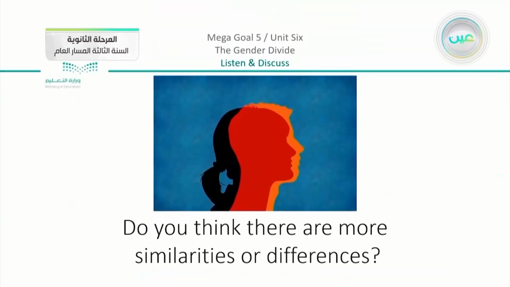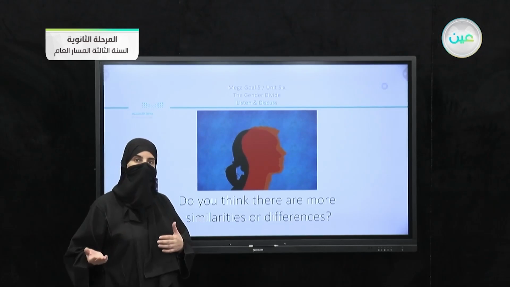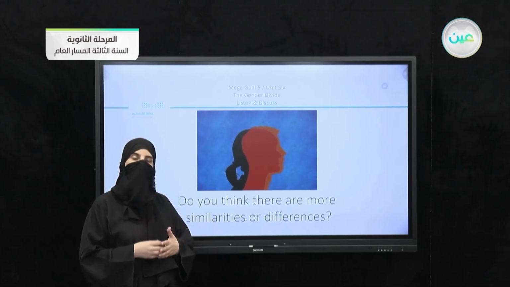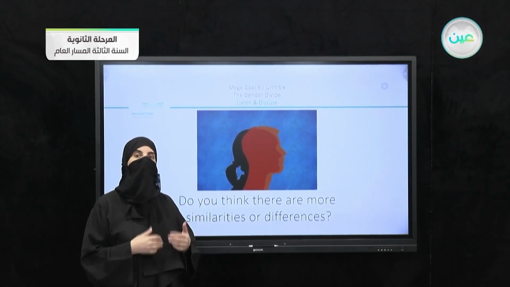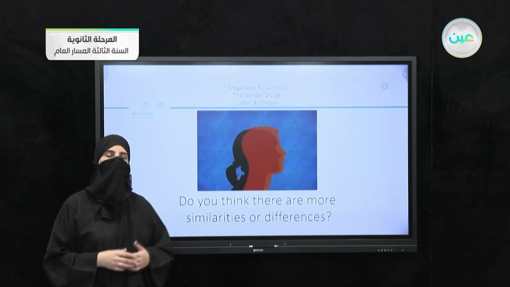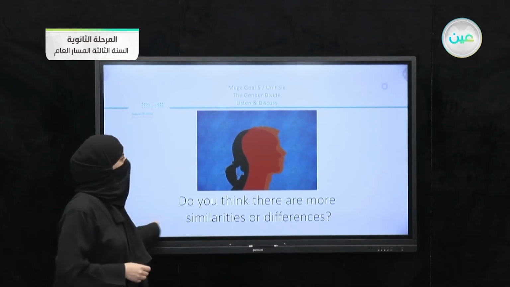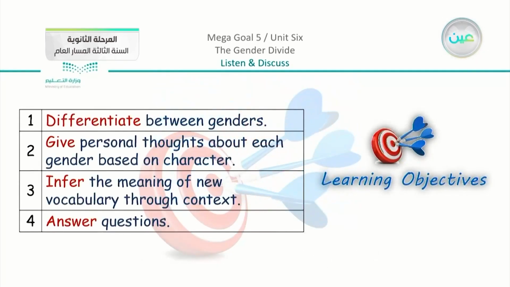We have our question here: Do you think there are more similarities or differences? When you think about how each gender behaves, and once you have thought about the male behavior and the female behavior, what do you think? Do they have more similarities, or do you think that they have more differences? This is a question just to put in mind. We have our objectives for the day. Number 1, differentiate between genders. Number 2, give personal thoughts about each gender based on character. Number 3, infer the meaning of new vocabulary through context. And number 4, answer questions.